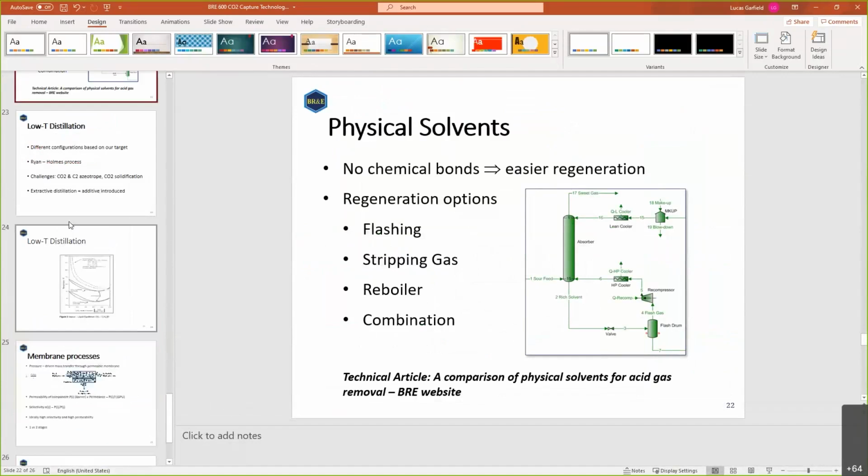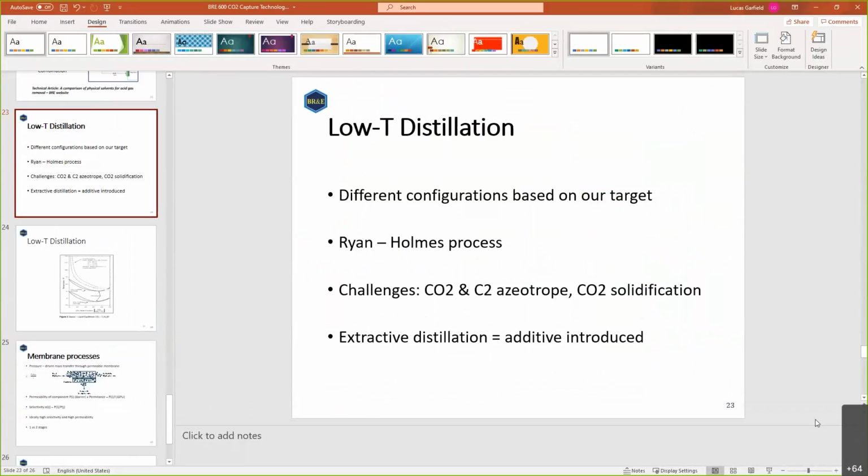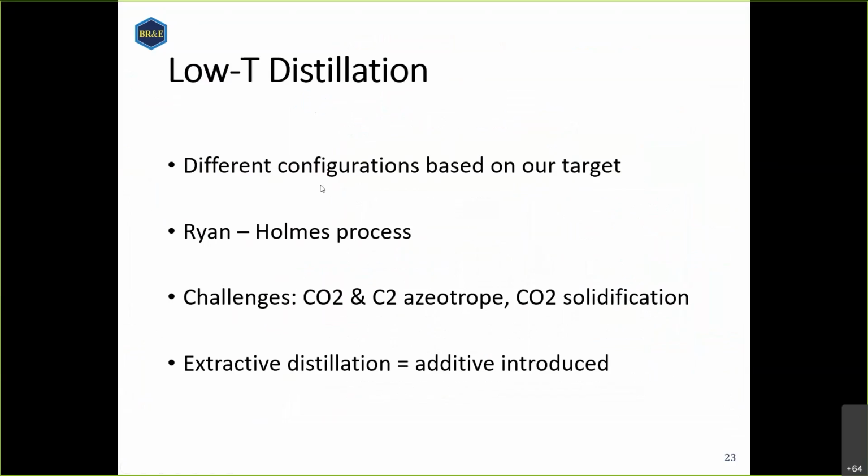All right, the next process that we're going to look at today is low temperature distillation. And this is actually a really interesting process. I don't think that there are too many of these plants out there. I know that there are at least 12 in the United States, and I'm not sure about outside of the United States. This is sometimes called the Ryan-Holmes process.